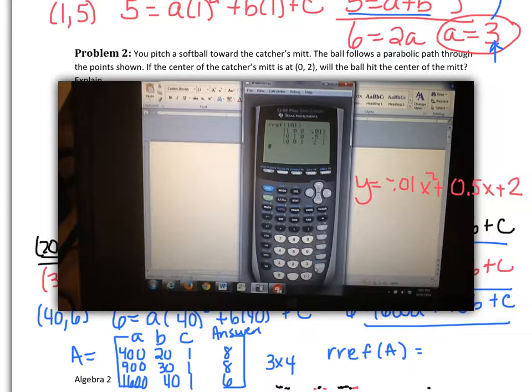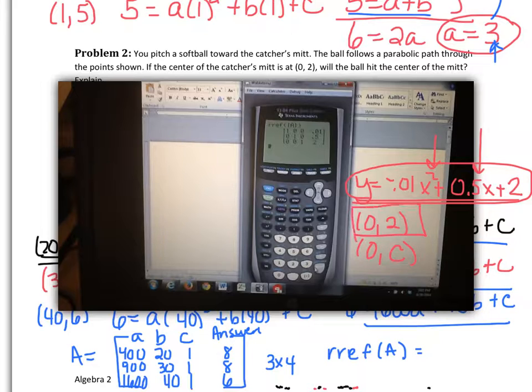And then it says, will the ball hit the center of the mitt? And yes, I know that because if I were to look at this graph, (0, 2) falls on that line, that graph of that parabola. And the reason I know it is it always goes through the ordered pair (0, c). If you put 0 in here, you're going to get 0. If you put 0 in there, you get 0. So you're going to get the ordered pair (0, 2). So the answer is yes. (0, 2) is on the graph of that parabola.